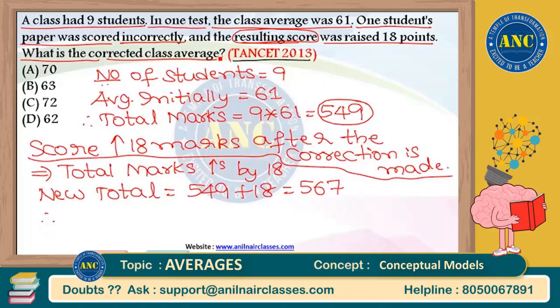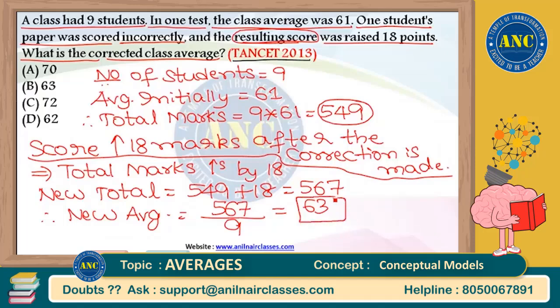Find the corrected average is the question. What is the corrected class average? That means the new average after the correction is nothing but the total 567 divided by the 9 students. 567 divided by 9 is how much? It is 63. Earlier, when the incorrect correction was made, the average was 61. Because of the correction, the average became 63.